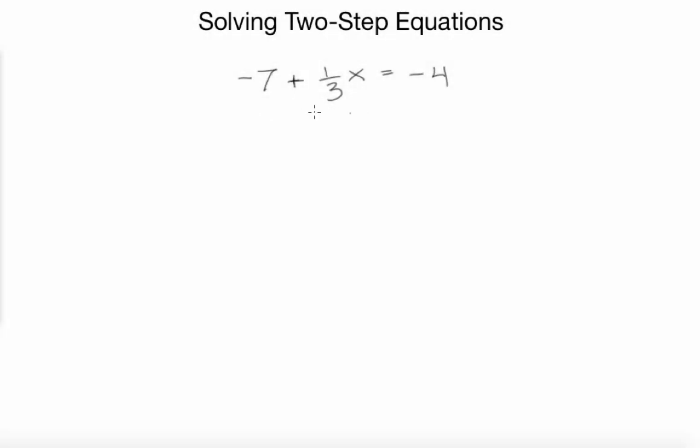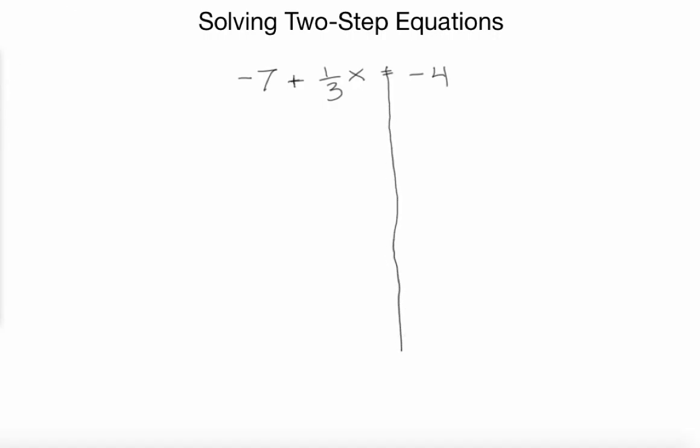All right, here's another good example of solving two-step equations. Here I've got -7 plus 1/3 times x equals -4. So I got some negatives in here. I threw a fraction in there for fun. It's still a two-step equation because I still have x. It's being multiplied by one number, and then I'm adding to it another number. So let's work this one out.